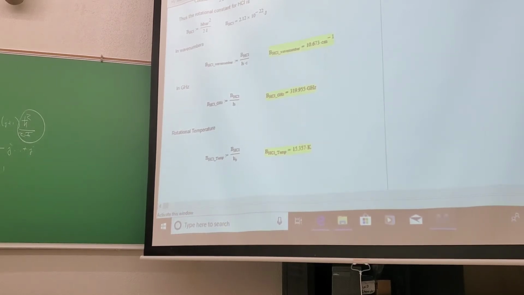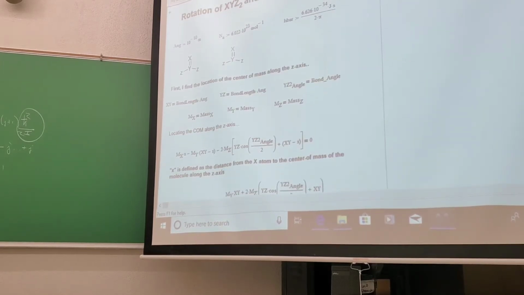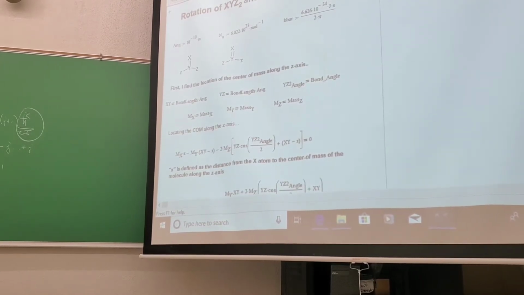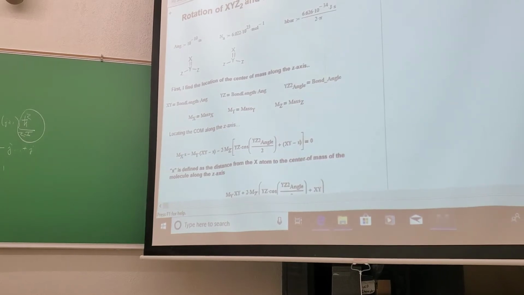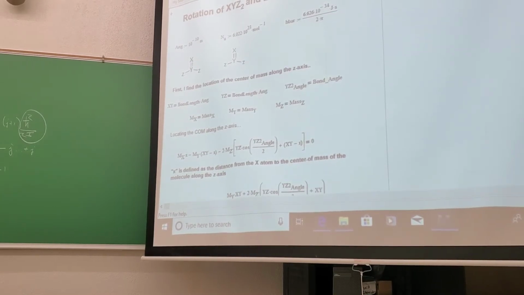polyatomic molecule? Now, this is a rotation of an XY2. You're going to do this exercise for this molecule. If you're going to do it for H2S and SO2, I think it is, then you go to the database and check your numbers and see how they come out. So in this instance, the way a moment of inertia is computed is first, you have to find the center of mass of the molecule.